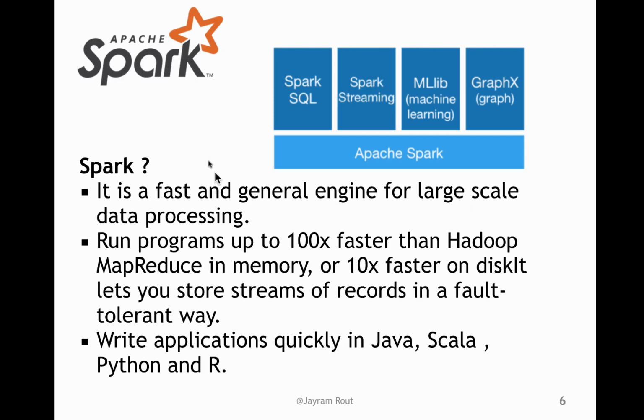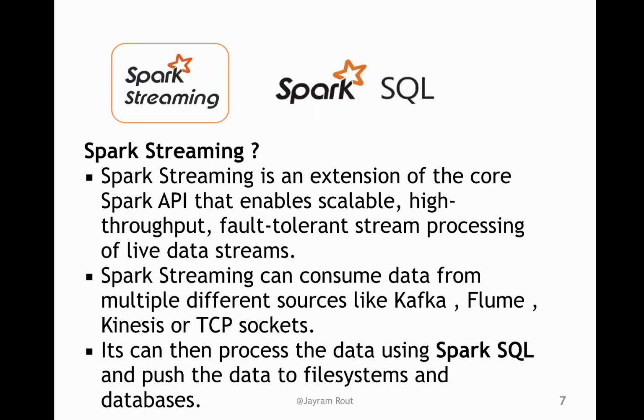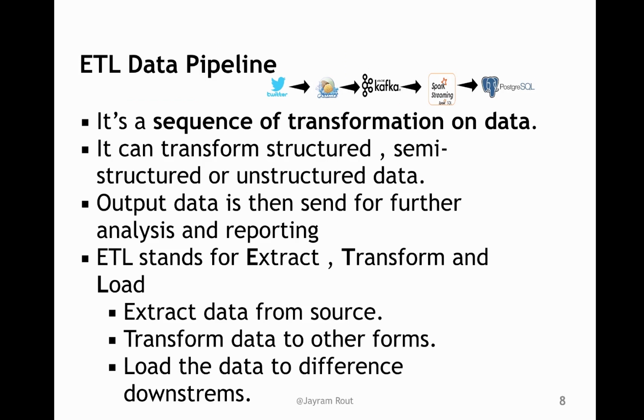Now, this is our main topic, Apache Spark. Spark is a fast and general engine for large-scale data processing. It lets you store streams of records in a fault-tolerant way also. Spark Streaming is an extension of the core Spark. Spark can consume data from multiple different sources, like Kafka, Flume, Kinesis or TCP sockets. It can process the data using Spark SQL and push the data to file systems and databases.